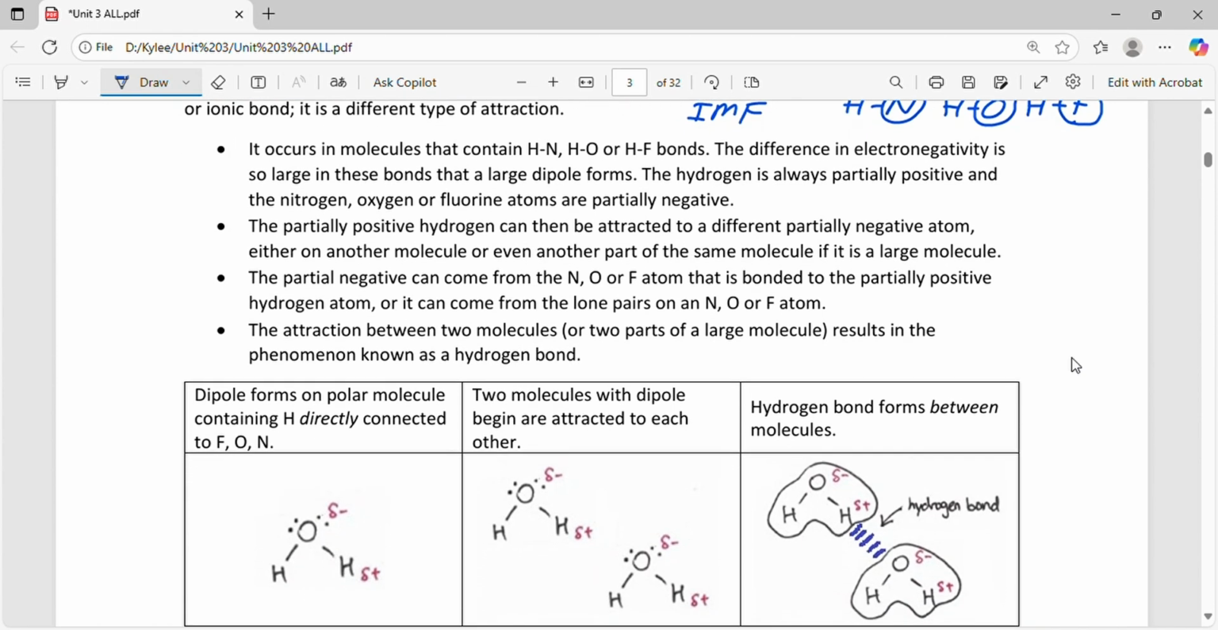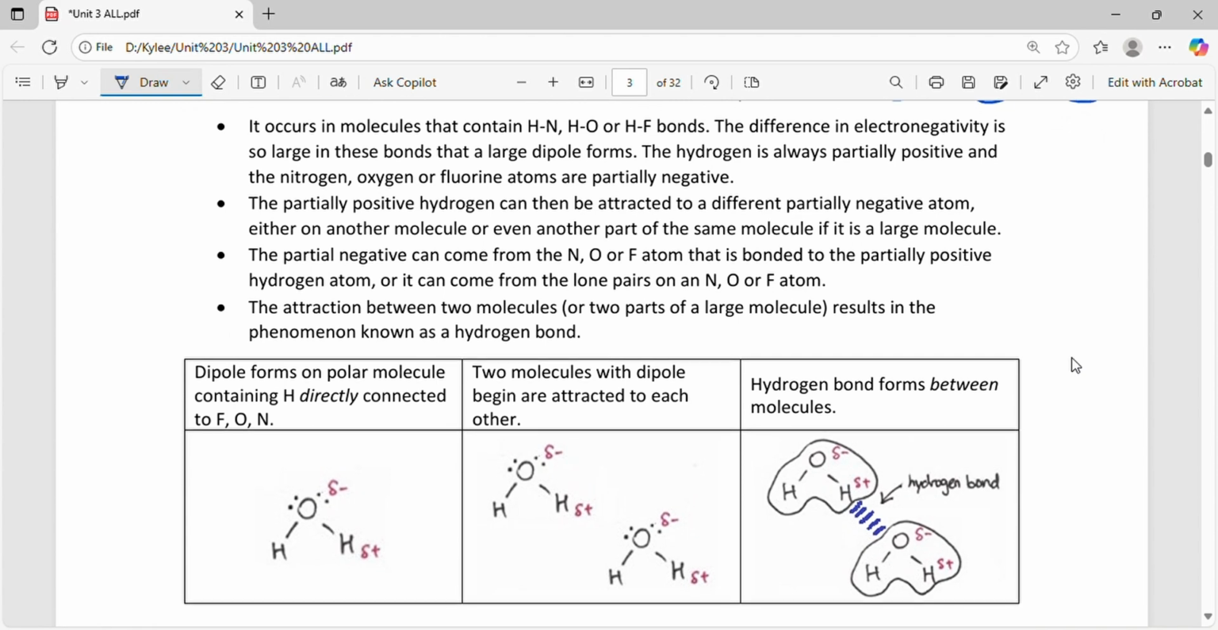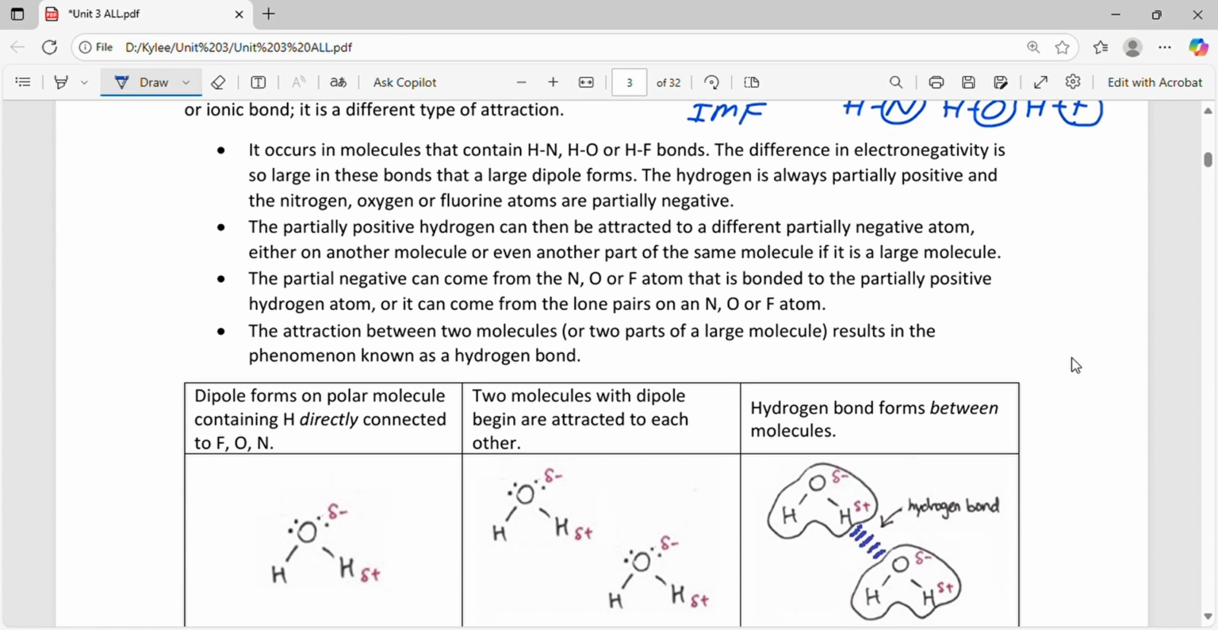Now, some things about hydrogen bonding. Just because a compound has a hydrogen or an F, O, or N doesn't necessarily mean that it hydrogen bonds.